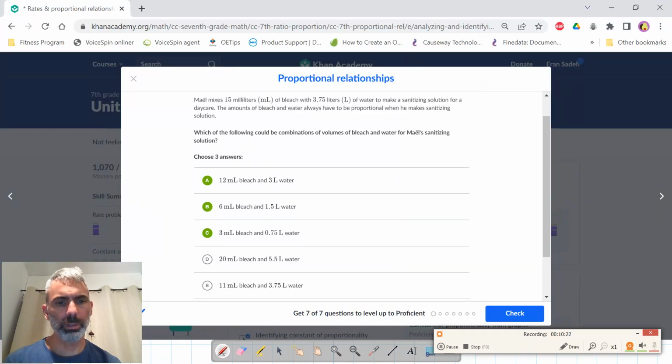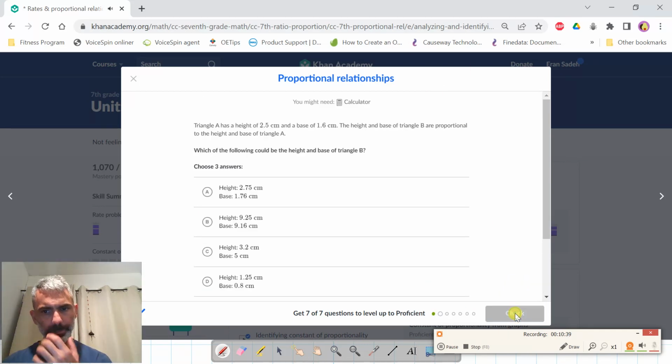So option D is incorrect. And here we have 3.75 divided by 11, not 3.75 divided by 15. So option E cannot be correct. Okay. So I have my 3 correct answers. Good.